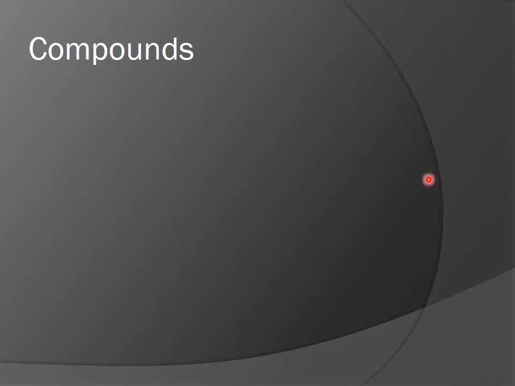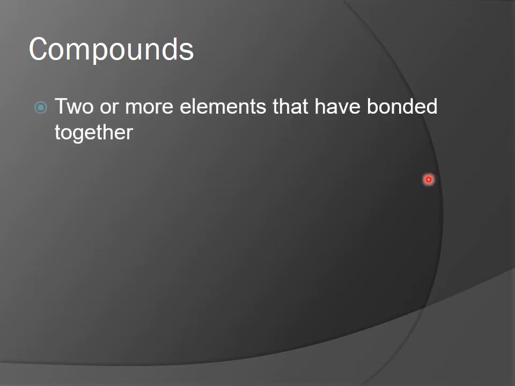Compounds. When we take elements and we chemically combine them together, we can make compounds. And compounds are very different from the elements that make them up. Very similar to a lot of things that you cook. Things that you cook are, when you're done cooking them and you eat them, nothing like the ingredients that you actually put into it.